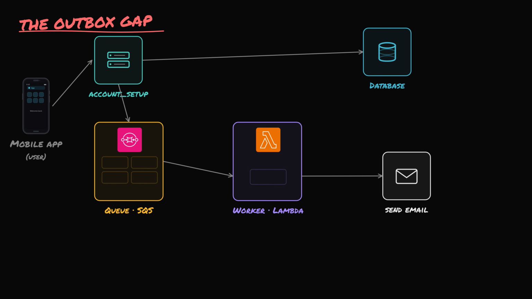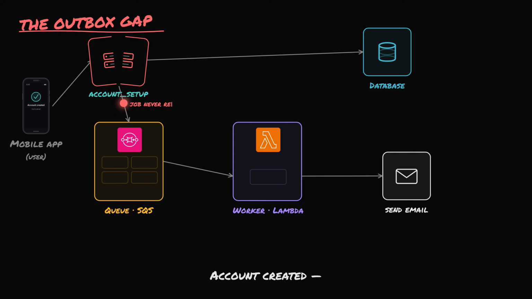But we have one problem here. The backend has to do 2 things: save the account to the database and write the job to the queue. If it saves the account to the database but crashes before writing the job to the queue, then the user's account is created, but they never get the email.